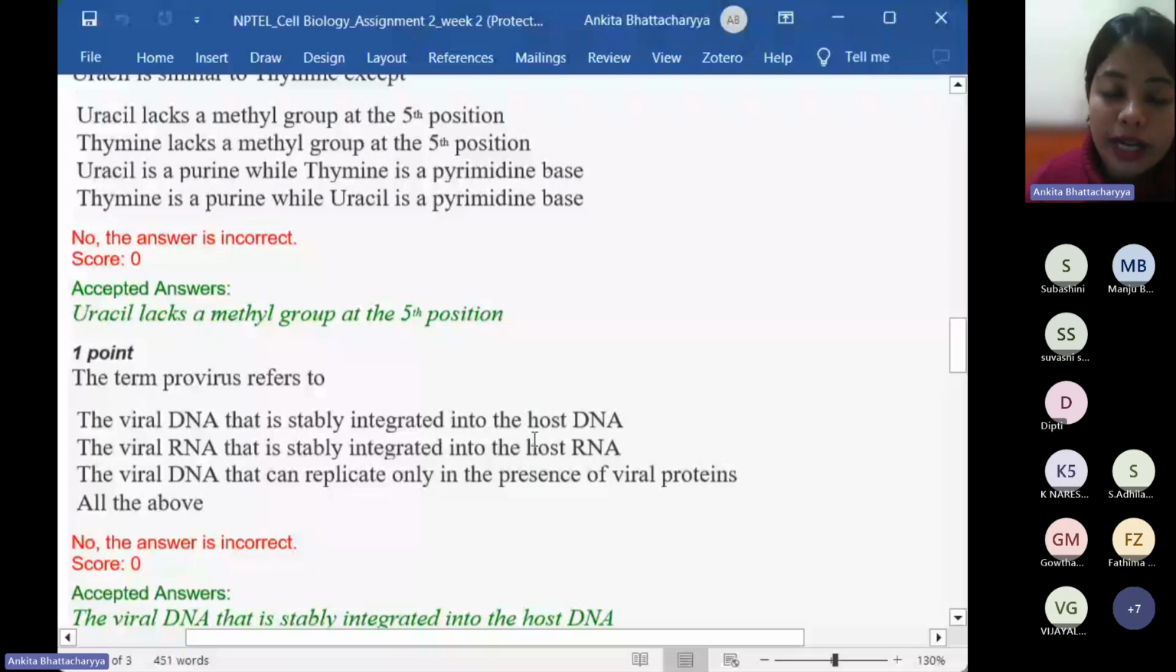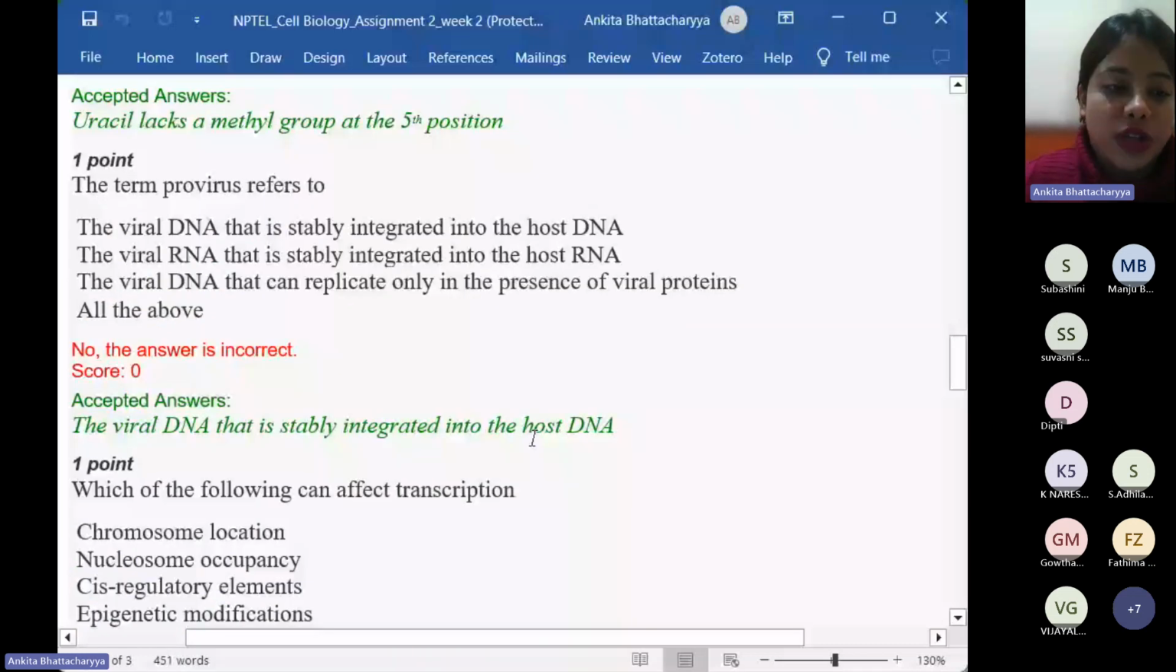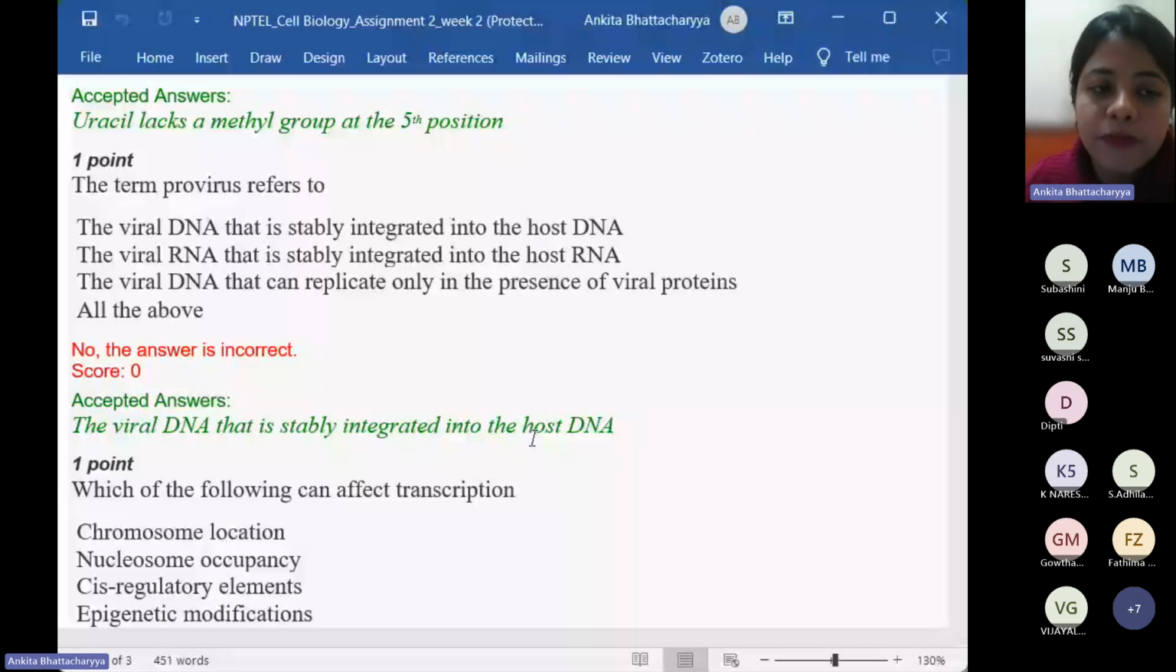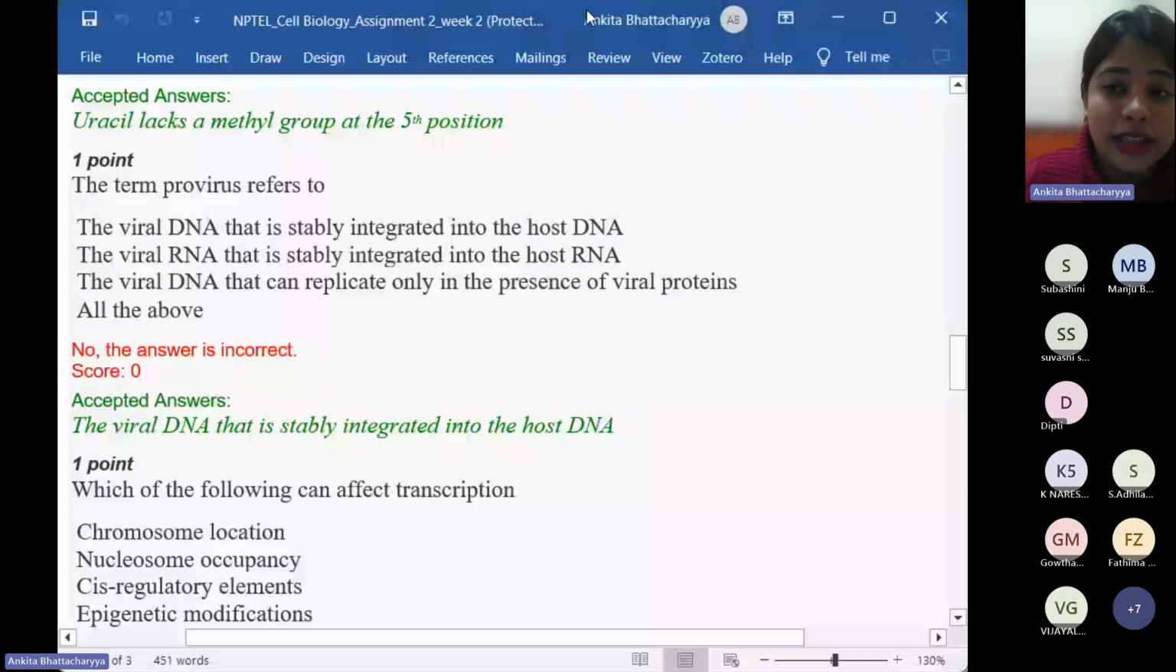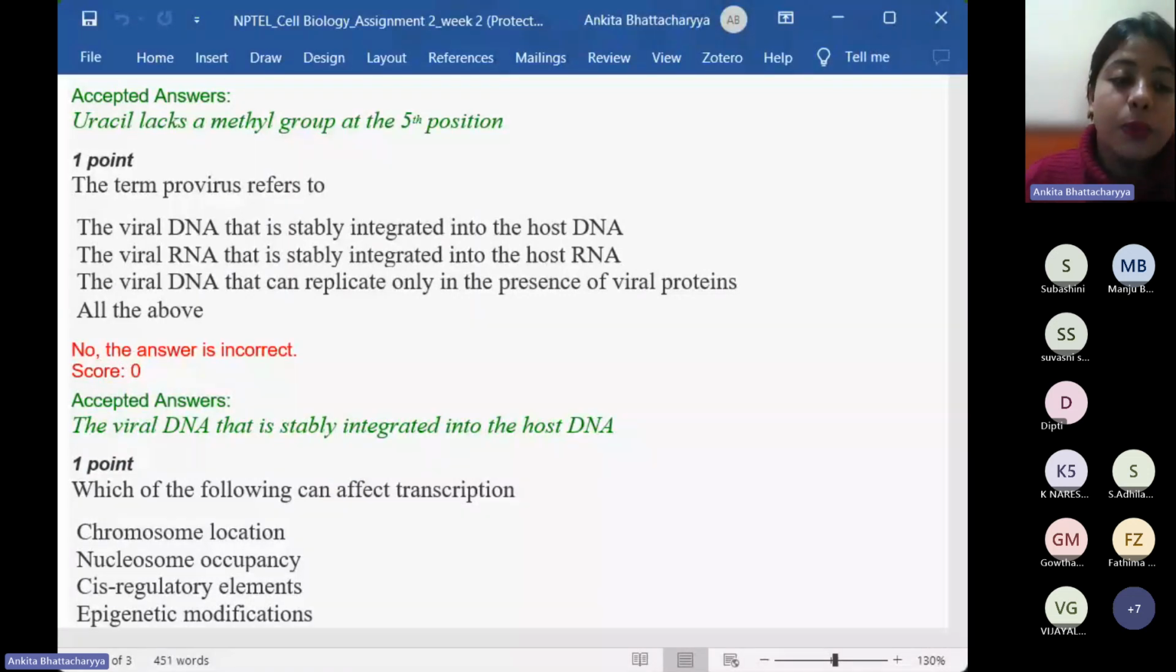After that, the term provirus refers to which of the following? I think this was also part of one of the lectures. The options are: A, the viral DNA that is stably integrated into the host DNA; B, the viral RNA that is stably integrated into the host RNA; C, the viral DNA that can replicate only in the presence of viral proteins; or D, all of the above. So provirus is viral DNA that is integrated into host DNA. That is the first and the correct option.